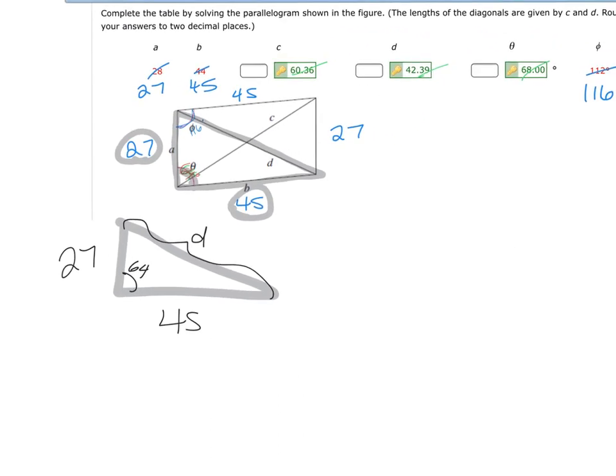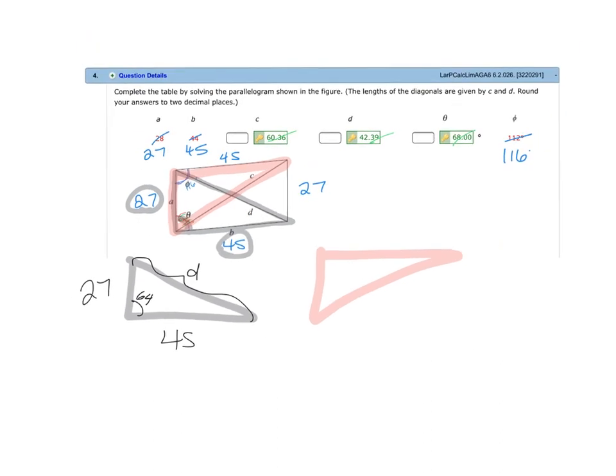And then go the other way, this way, and you've got your other triangle. Is D like the... It actually says it up here, so I had to read it too. It says the lengths of the diagonals are given by C and D. It's the whole thing. Usually it will tell you that it's either half the diagonal or it will cut them in half, something like that, if it wants it. But in the directions, it actually said it's the whole thing.